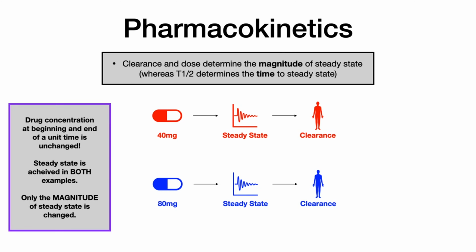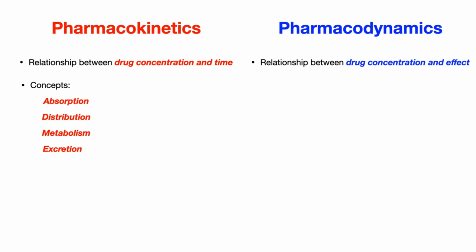So the summary here is what you see in the purple outlined box. Drug concentration at the beginning and end of a unit time is unchanged if you're at steady state. And in both of these examples, you're in steady state. Only the magnitude gets changed because that's determined by the dose of the drug in and the rate of the clearance out. Okay, so we did a lot in this video.